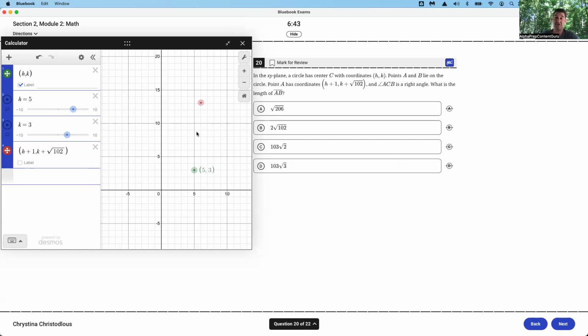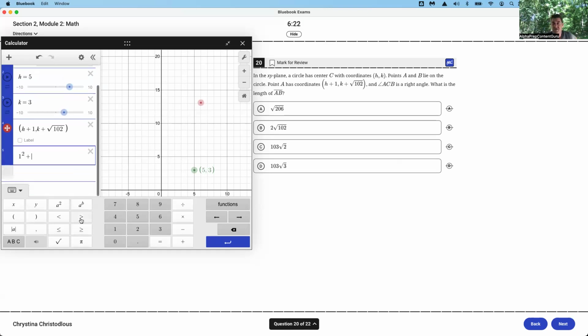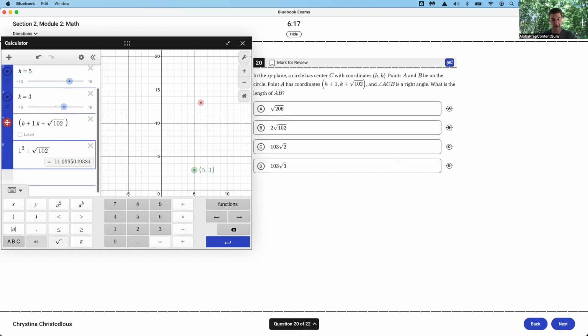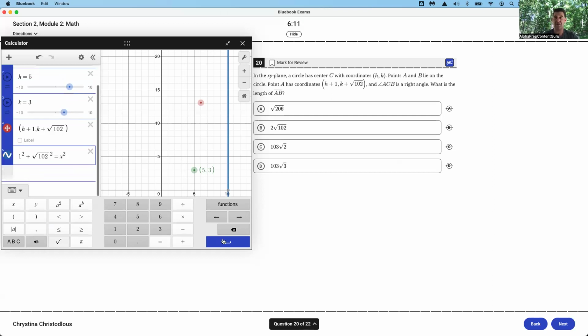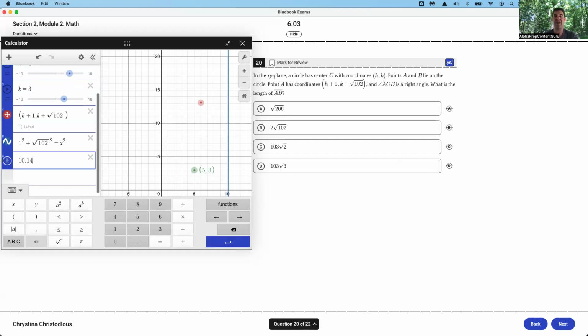The best way to find the distance between 2 points in general on this test is to make a right triangle. From 5, I definitely went to the right 1. From 3, I definitely went up the square root of 102. So I'd go like this and say, those are the 2 legs of a right triangle. I'd say 1 squared plus the square root of 102 squared equals x squared. And the reason I do that is because I want the vertical line. I want to see this point, 10.149. So 10.149 is the radius of the circle.